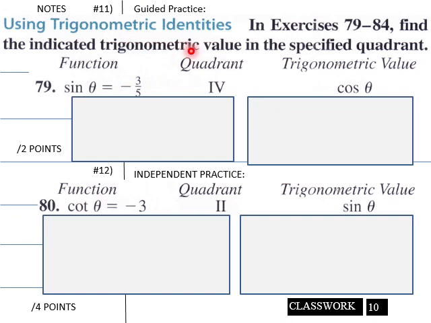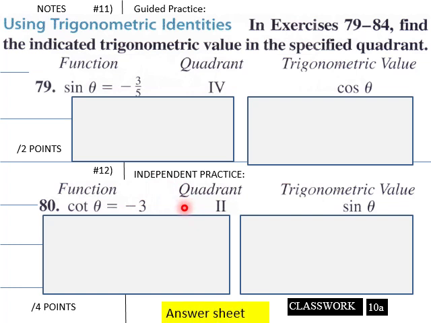Let's try one again here and find the indicated trigonometric value in the specified quadrant. So sine theta equals the negative of 3 over 5 in quadrant 4, and then we want cosine theta, the trigonometric value for cosine theta. And then down here, students, this is yours: cotan theta equals -3 in quadrant 2, and then the trigonometric value of sine theta for this function here.